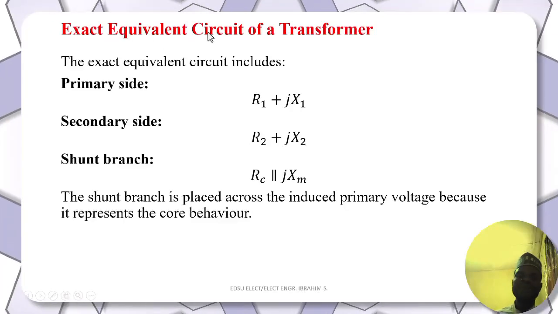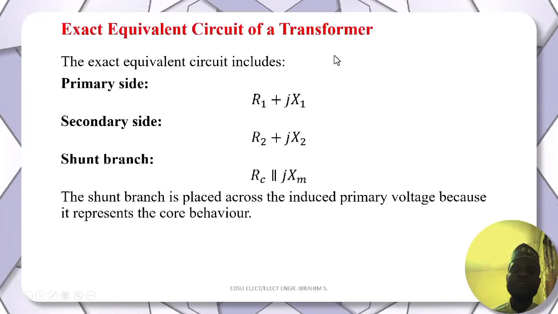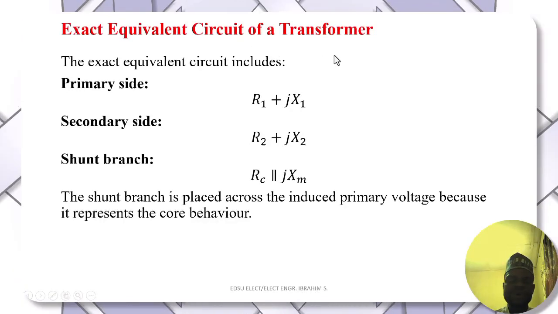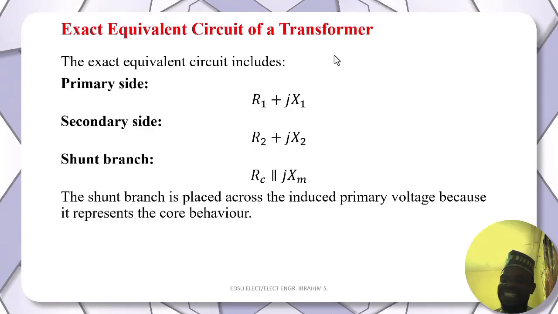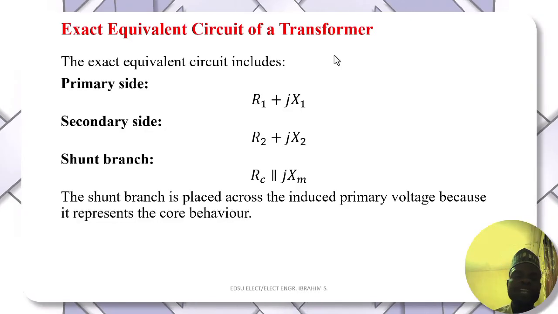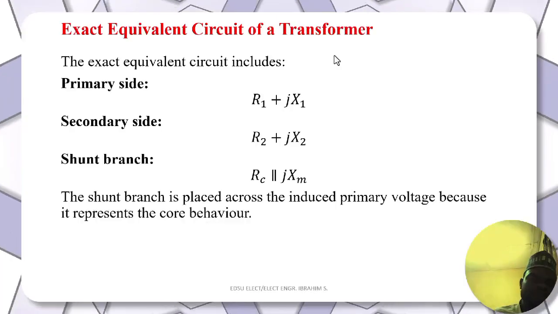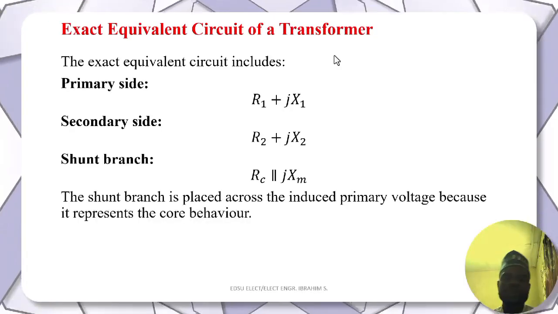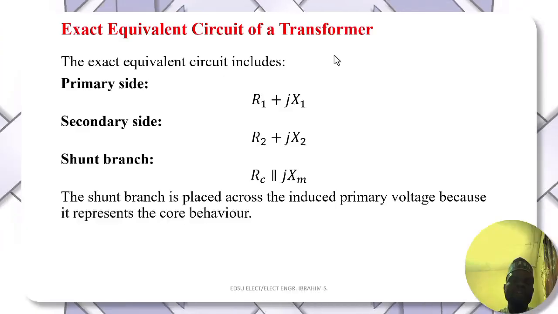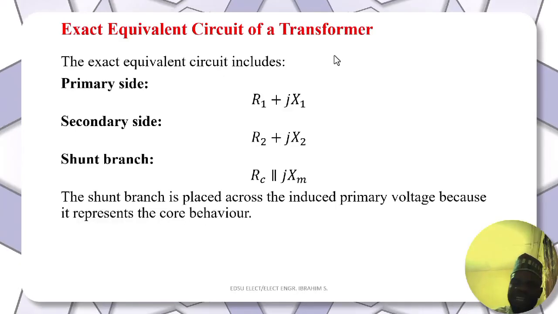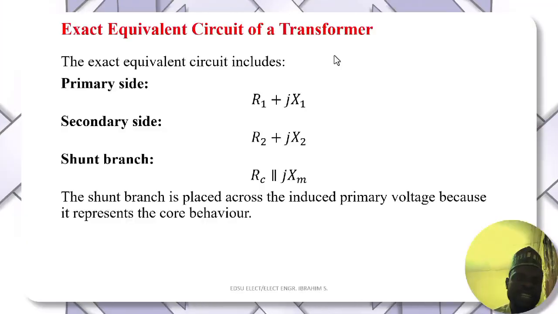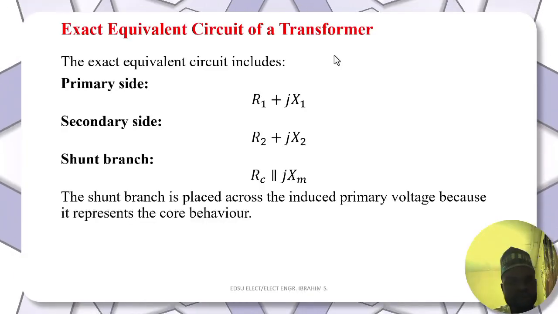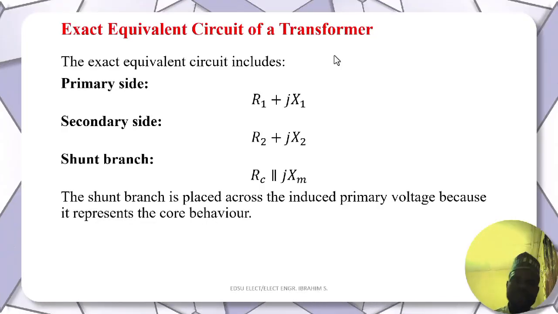So, exact equivalent circuit of what? A transformer. So there is also a need to discuss the exact equivalent circuit. Now, when we are talking about the exact equivalent circuit, we now say refer to the primary or refer to the secondary. Because before, we have been talking about the total equivalent circuit of the transformer without referring to any particular side.